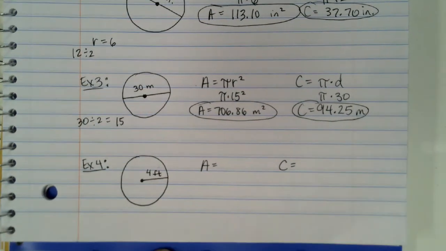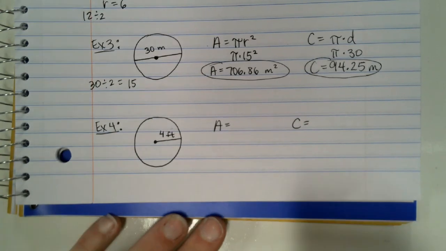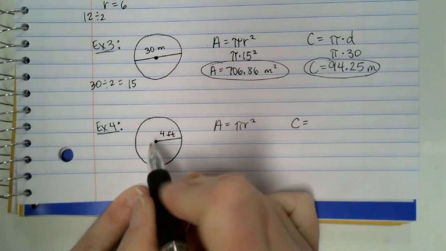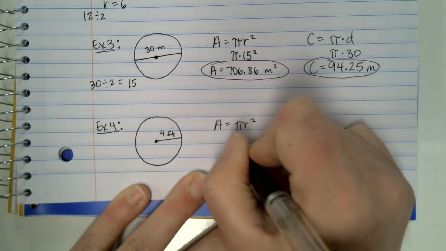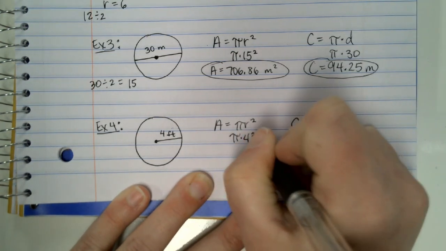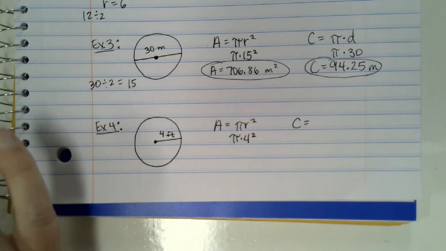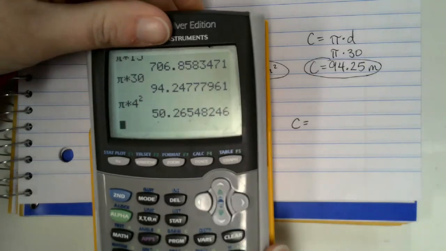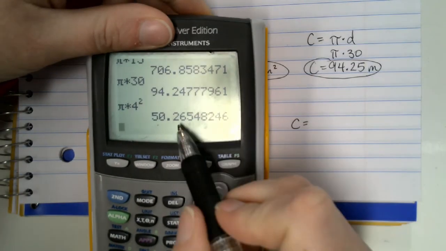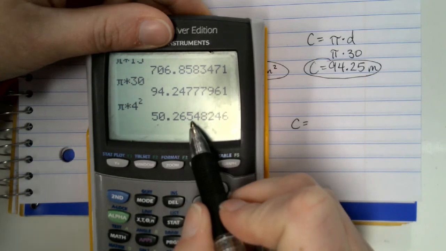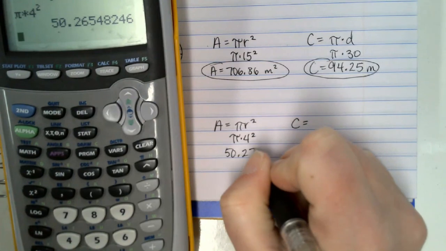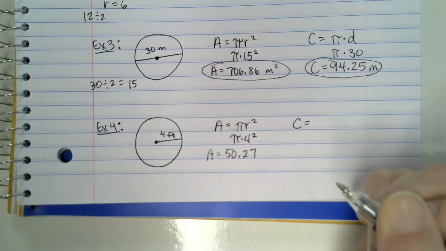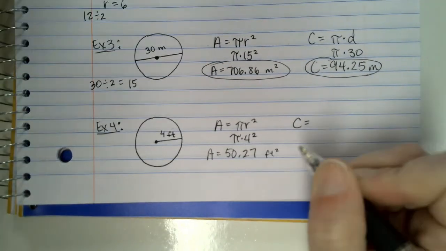Good. Okay, for example 4. Pi r squared. This time they did give us the radius. That is the radius, so we're going to plug it in here. Pi times 4 squared. So here we go. The 6 needs to go up because of the 5. So that goes up to a 7. So my area is 50.27 feet squared.